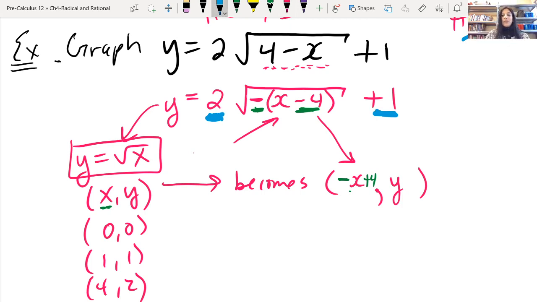So the stuff in blue is affecting my y value. So, with y, I take it as I see it. So if I used to have y, I'm now going to have 2y plus 1. So this is what we are doing to the y values.